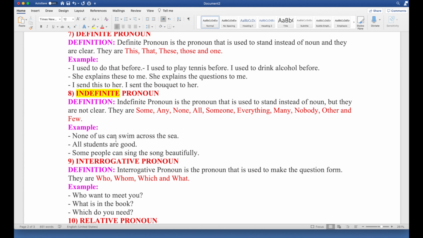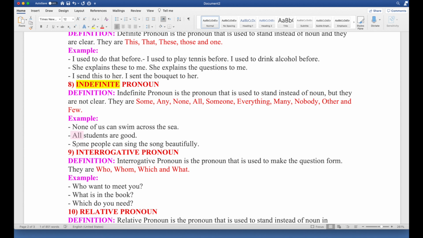None of us can swim across the sea. None of us, we don't know who the none is exactly. Who's none of us? There is not a clear idea. All students are good. All, everybody. It's not like a specific student or a specific group of students, just everybody in general. Some people can sing the song beautifully. Some. We don't know who exactly. We can't say these people can sing the song beautifully, because these people would mean that we know exactly who we're talking about, and we don't.